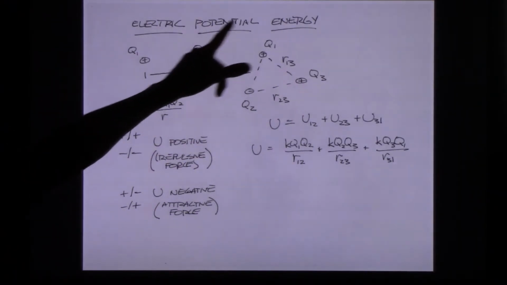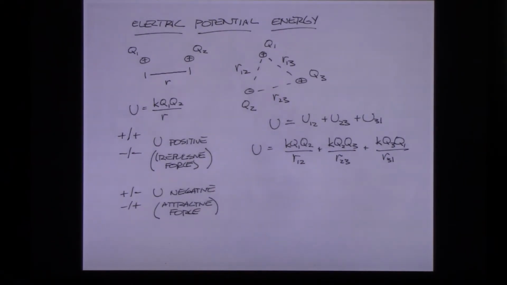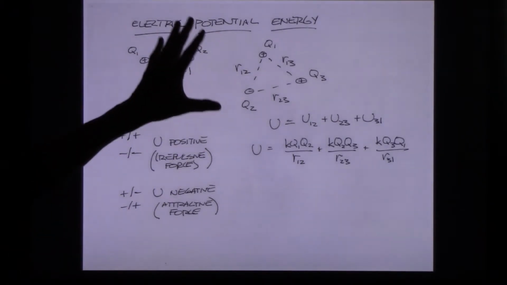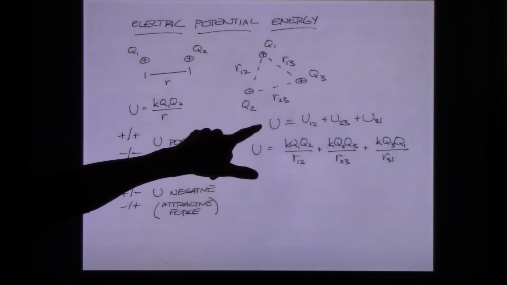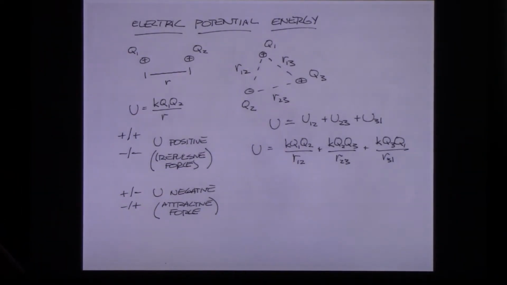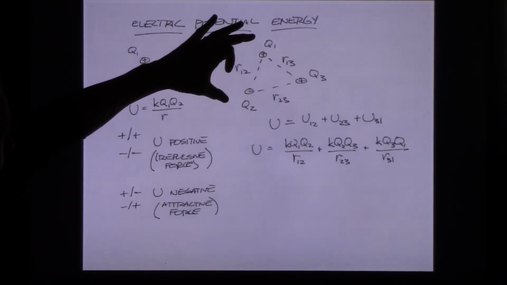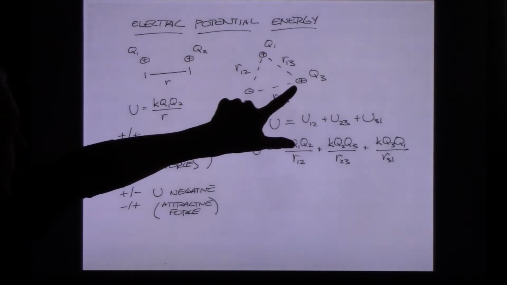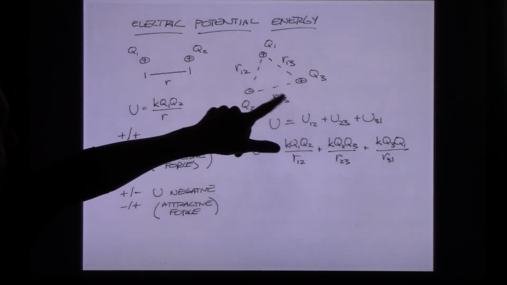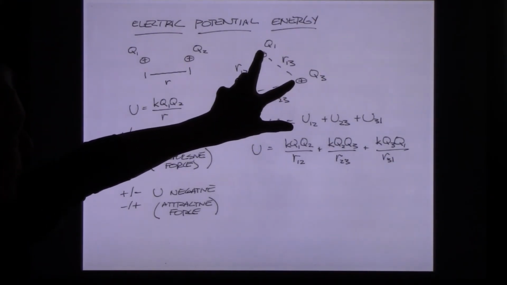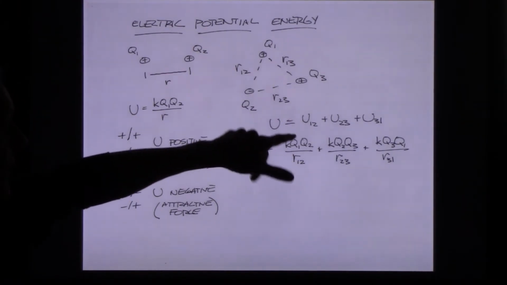What happens if we add a 3rd charge, or a 4th, or a 5th, or a 6th, or a 7th? If I bring more charges in, what I can do is look at all of the pairwise interactions. Now, pairwise means I look at the potential energy between charges 1 and 2, I look at the potential energy between charges 2 and 3, and I look at the potential energy between charges 3 and 1, and I add them all together.